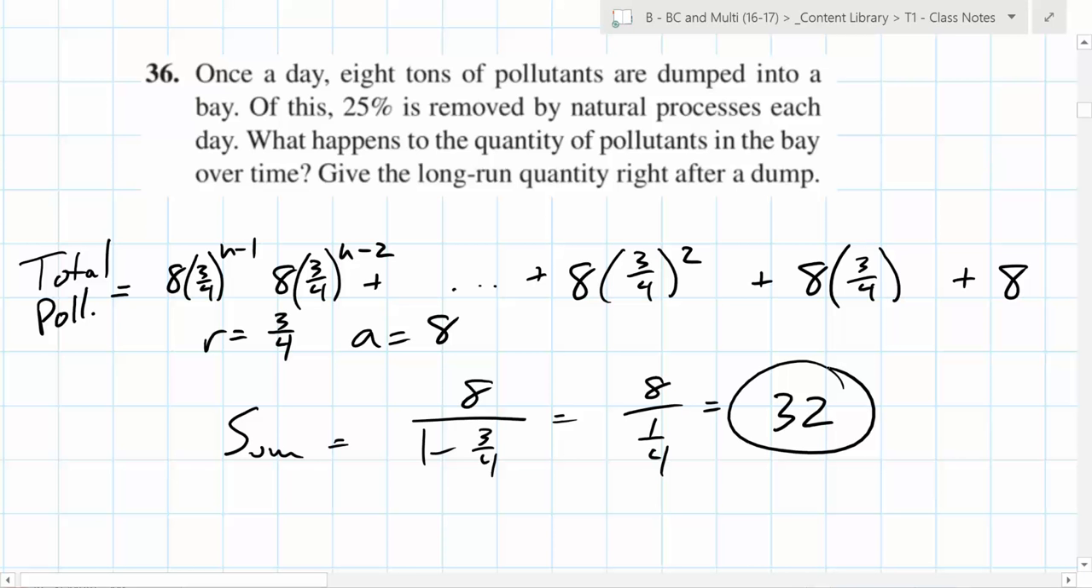32. So it means as you add the pollutants in, can you ever get to 32? Are you ever going to have more than 32 tons of this stuff in there? No. You're going to get infinitely close to it though, right?